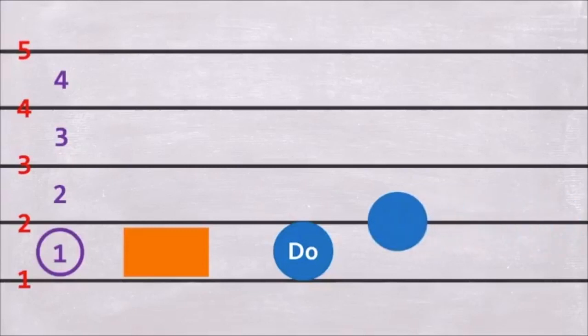How about a note that's up one line? And then the next note's in the space. So notice that we are stepping from a space note to a line note to a space note. So you might figure out that these notes are going to be do, re, and mi. Let's try singing them. Here's do again.